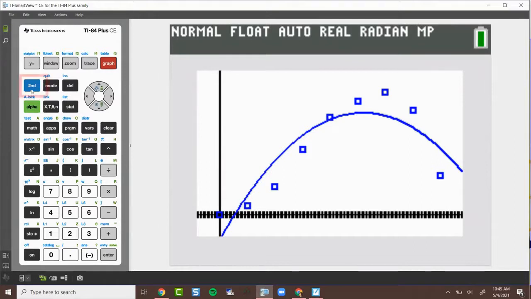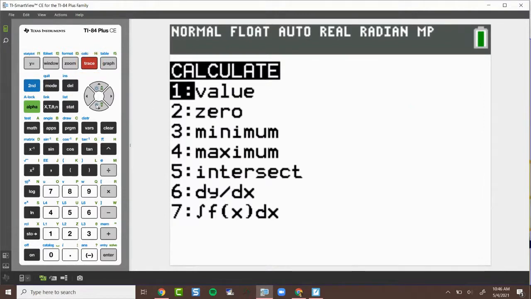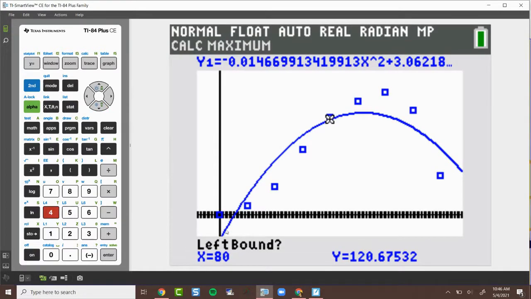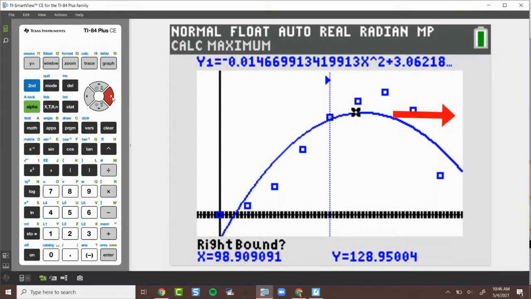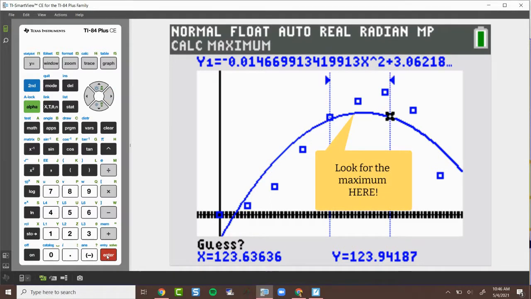Here we can do this by hitting the second button and then trace, and then choose maximum, option number 4. Your calculator will say left bound as it's asking you a question. As long as you have that blinking light on the left side, you're good to go. So I'm going to hit enter. Now it'll ask you another question. It'll say right bound. So I'm going to go all the way to somewhere on the right side. Now it's saying look for the maximum somewhere between here and here in this region. No guessing. So go ahead and hit enter again.